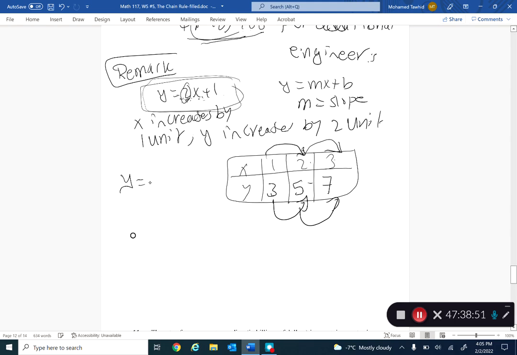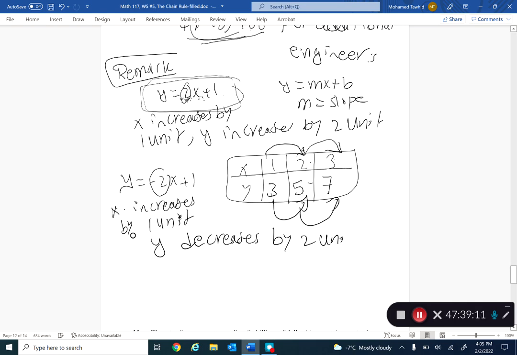Likewise, if you have the slope negative, then when x increases by 1 unit, what happens to your y? Your y is going to decrease, going down by how many units? By 2 units, because your slope here is negative, it tells you your y will decrease by 2 units.